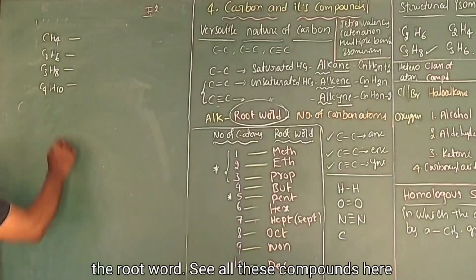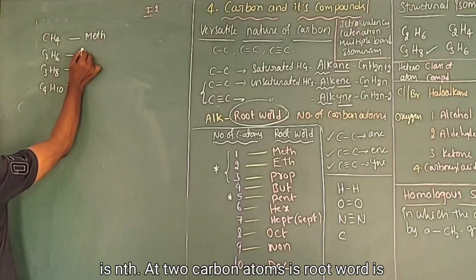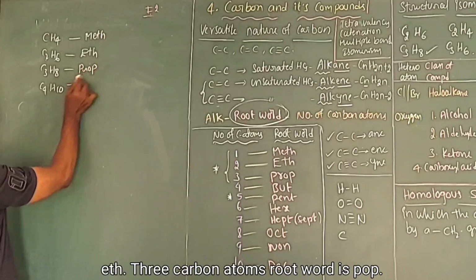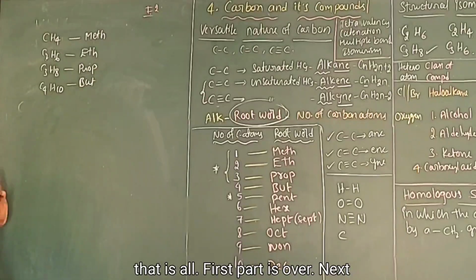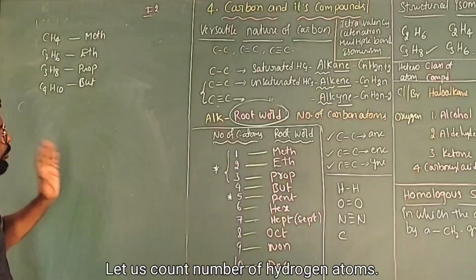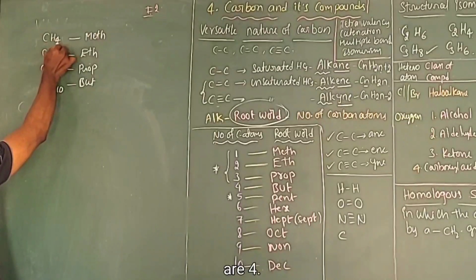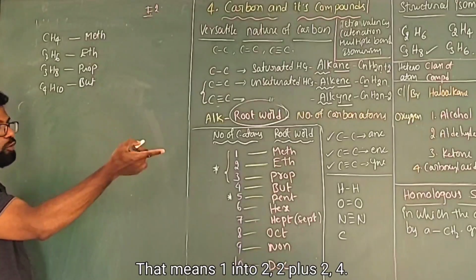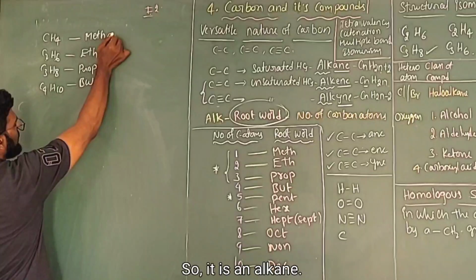See, all these compounds, here there is 1 carbon atom, so its root word is meth. 2 carbon atoms, its root word is eth. 3 carbon atoms, root word is prop. And 4 carbon atoms, its root word is but. So that's all. First part is over. Next one, whether it is alkane or alkene or alkyne. Let's count number of hydrogen atoms. Here number of carbon atoms 1 and hydrogens are 4. That means 1 into 2, 2 plus 2, 4. So hydrogens are double plus 2 the number of carbon atoms. So it is an alkane.